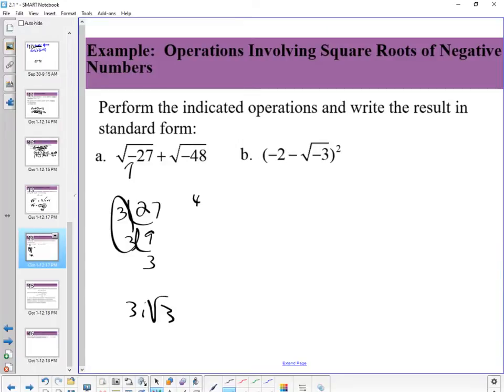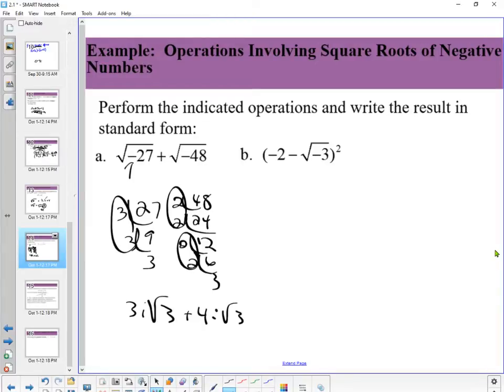Let's take that 48, break it down. That's 2 times 24, 2 times 12, 2 times 6, 2 times 3. For every 2, I get to take one out. That's 4. I'm bringing out that negative as well. They are like terms because they both got a radical 3 in them. So I've got 7i's and 4i's, make a total of 7i radical 3.